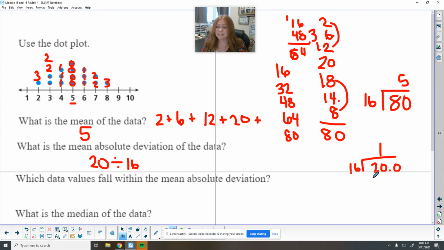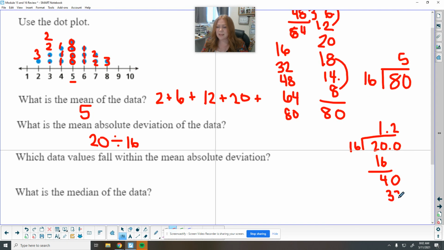So this goes in here one time. And we've got 4 left over. 16 goes into 40 2 times. 16 times 2 is 32. Then we've got 8 left over, bring down a 0, and we know that 16 goes into 80 5 times. So our mean absolute deviation is 1.25. So our next thing wants to know which of these measures fall within that mean absolute deviation.